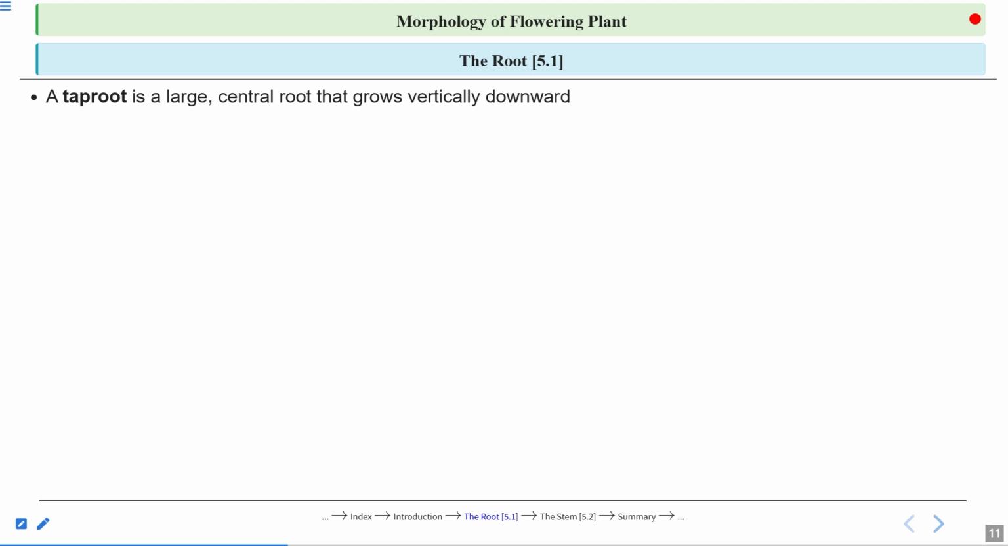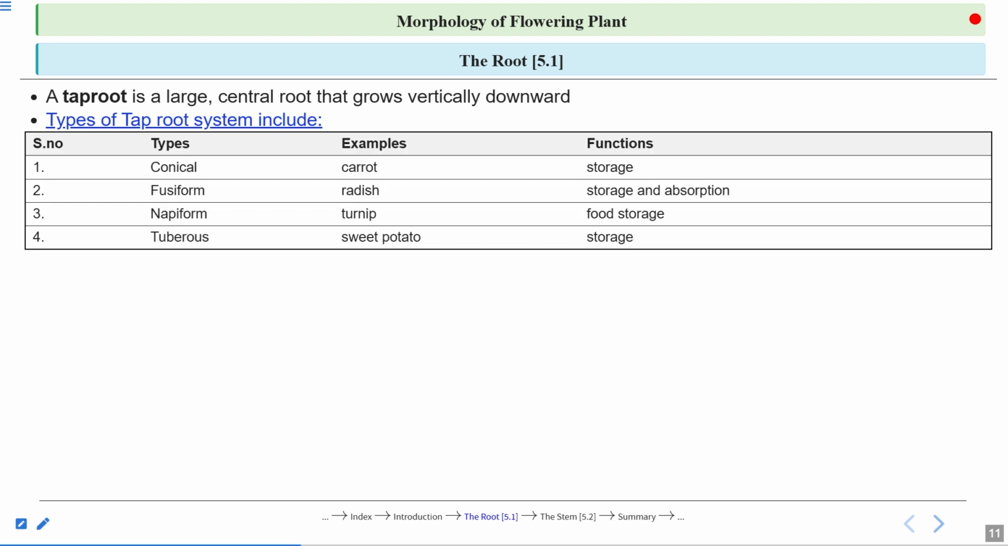You can see the primary root in the case of the dicot transformed into the tap root, which is quite thick. It is a thicker central root, basically the main root in this taproot system, and it always grows vertically downward. So it is showing a geotropic phenomenon, positively attracted towards gravity. It is growing downward. Now the types of taproot system: there are different taproots also. Let us see the different taproots.